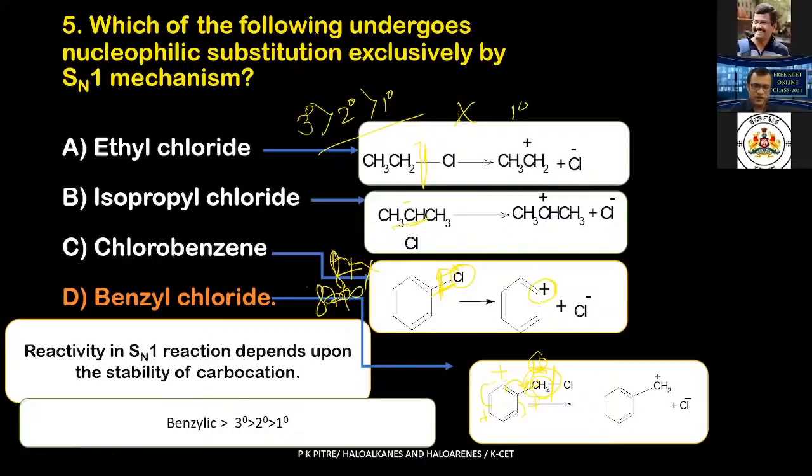Okay, you all have learned one more kind of carbocation. What is that? Allylic. That allylic carbocation, based on the situation, may come before secondary carbocation also. It depends which allylic carbocation you are talking about. Right now, this is not necessary in this particular question. Already we have answered benzyl chloride. So let us move on to our next option.